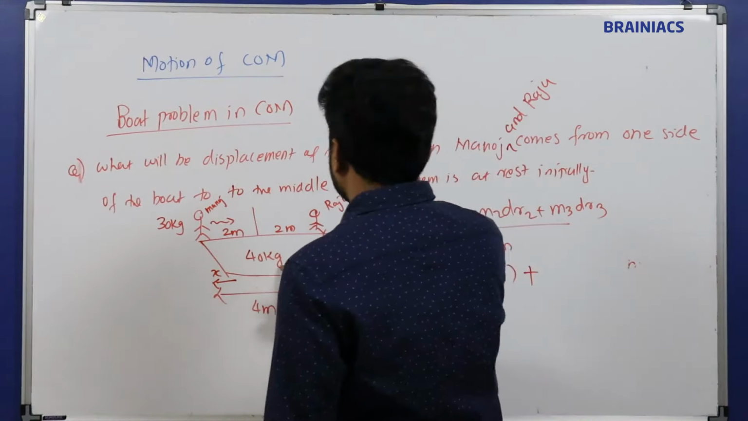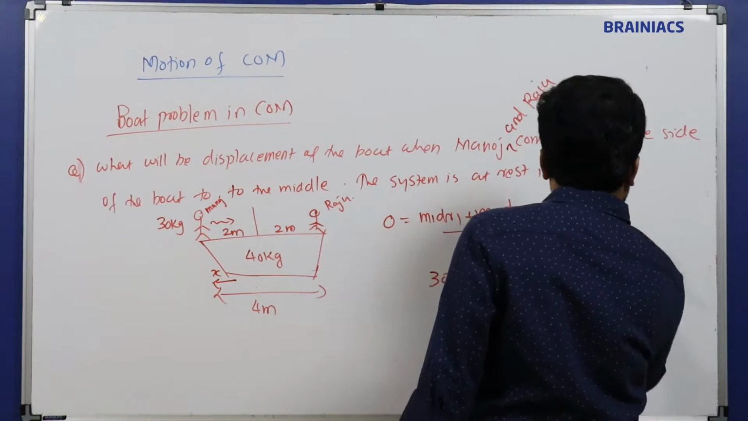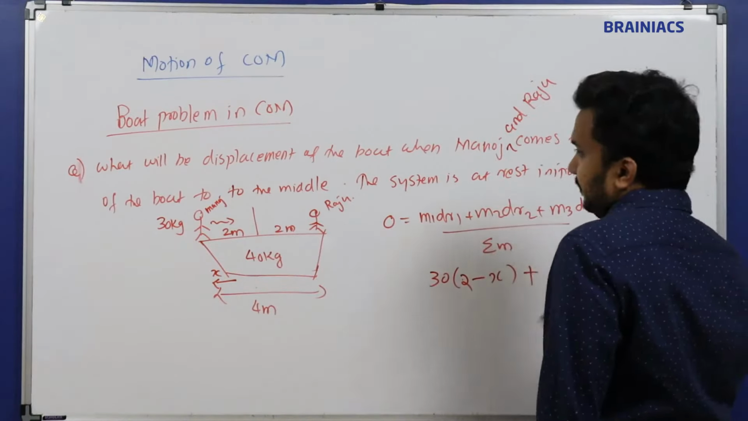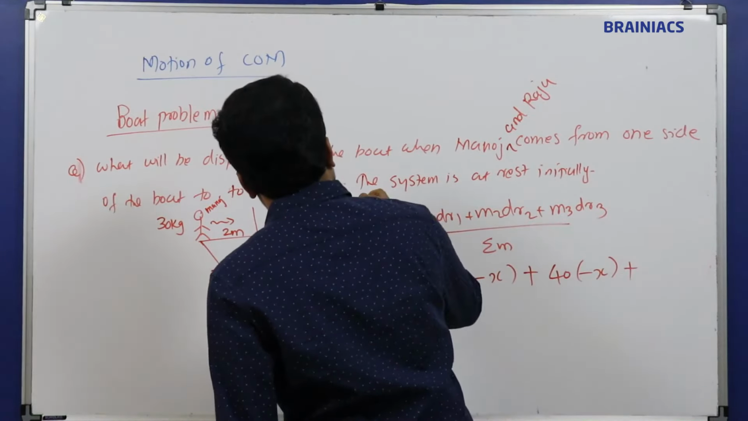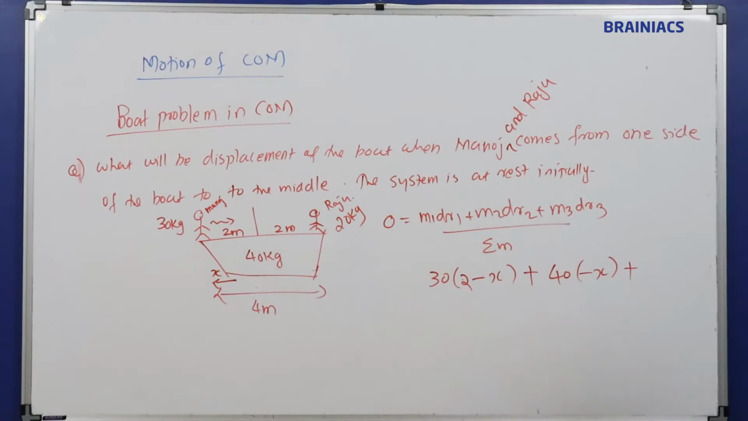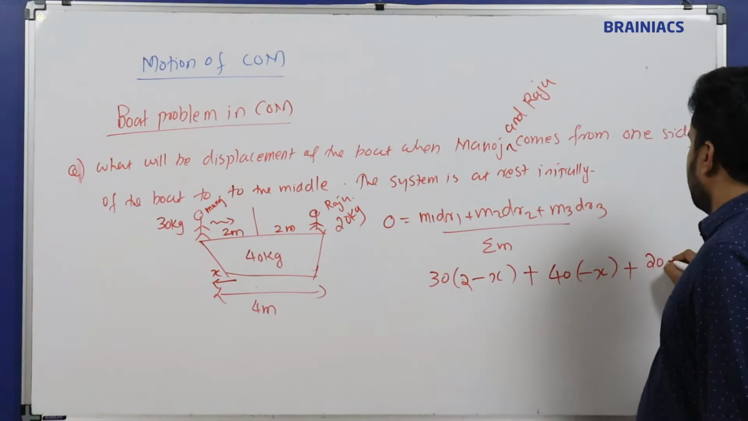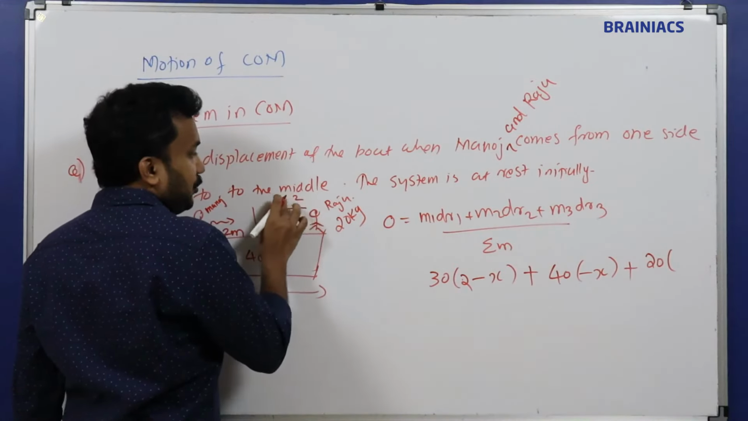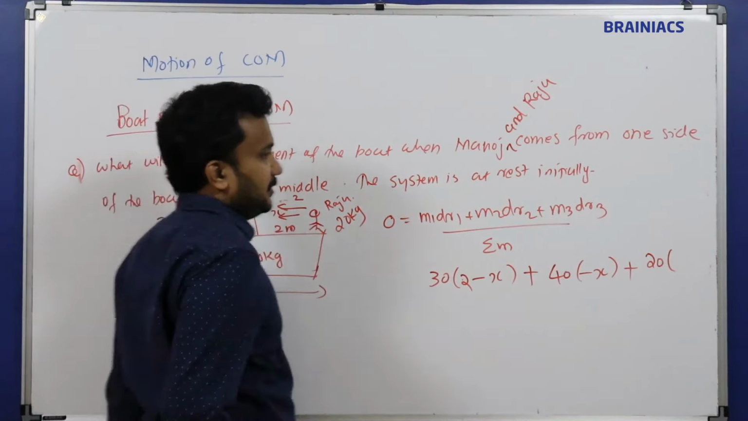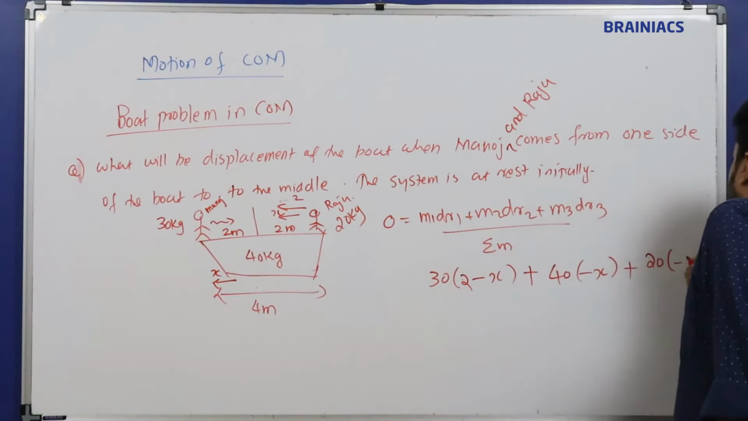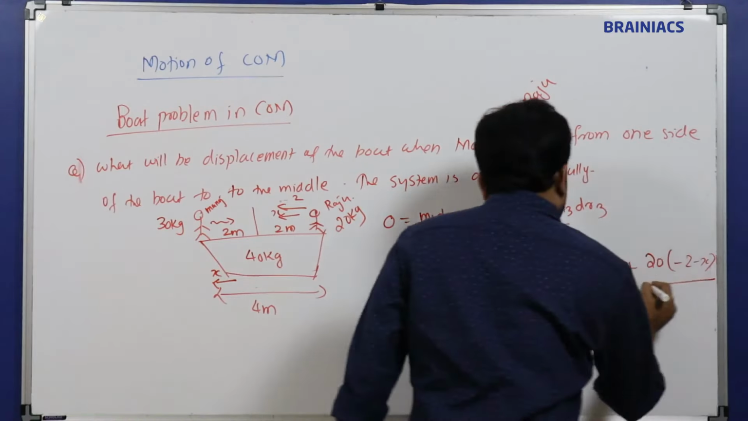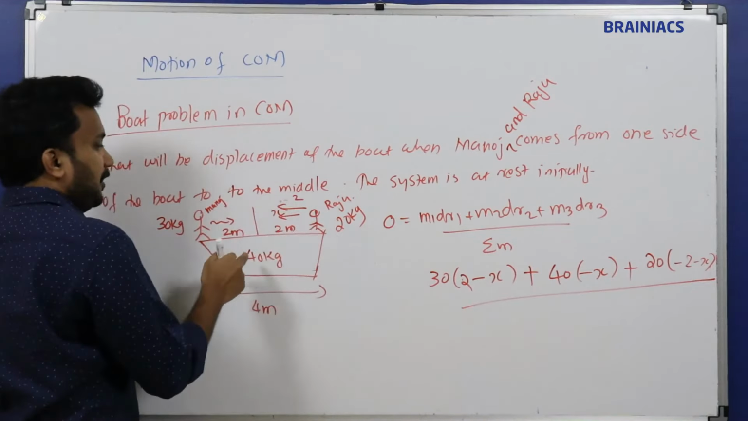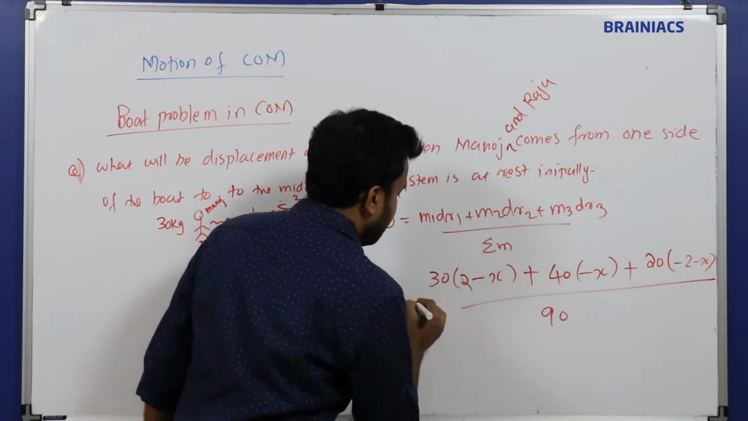In the next case, the boat into 40, the boat is moving left, minus x. For the third body, Raju, the weight is not given, so I'll put it as 20 kilogram. So Raju is 20 kilogram. Here Raju is moving minus 2 in this direction, and x is also in this direction, so both are in the minus x direction. So minus 2 minus x, whole divided by the mass of everything, 30 plus 20, 50, 50 plus 40, 90. So this is equal to 0.